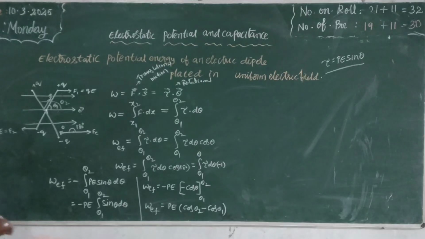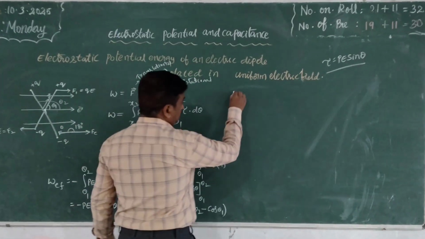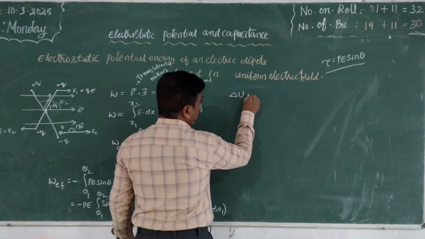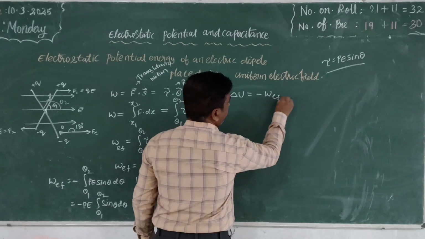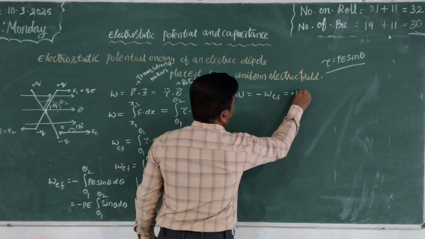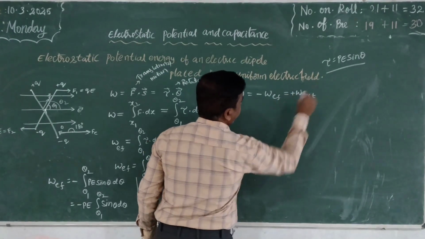Actually, what do we want to find? The electrostatic potential energy, from the work done by an external agent. What is the formula for electrostatic potential energy now? Here delta U equals the negative of the work done by the electric force, or we can write the positive of the work done by the external agent.